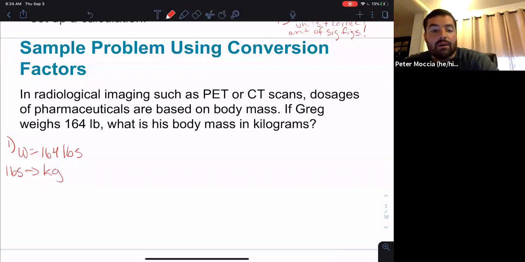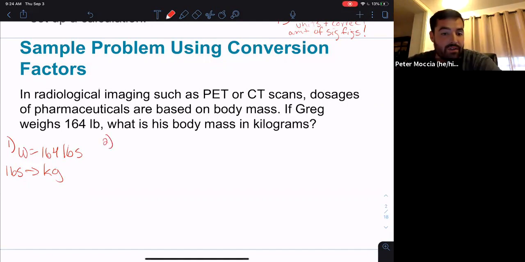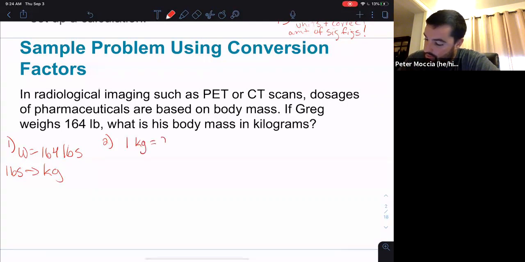Okay. Now, any conversion factor that you would need, I would give to you. I don't think it's necessary to be memorizing conversion factors. I just want you to be able to know what to do with them. So the next step would be to figure out what that conversion factor is. And what the conversion factor is, 1 kilogram is equal to 2.2 pounds.